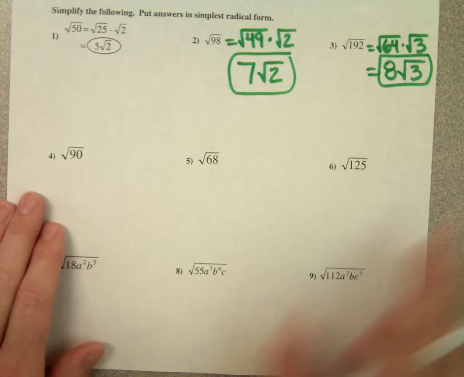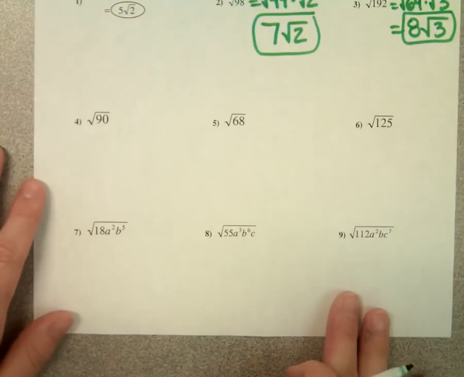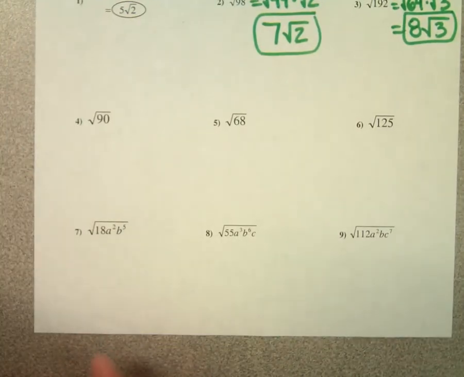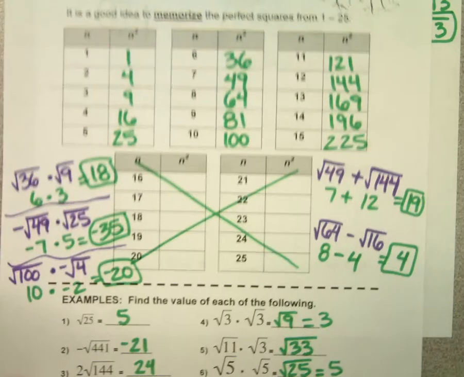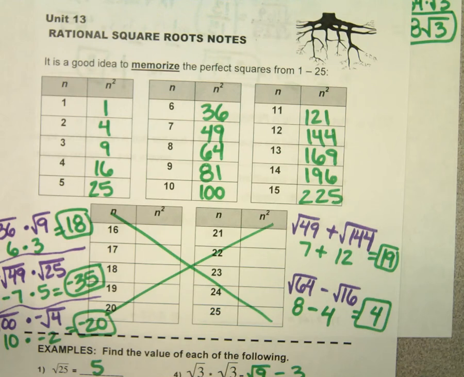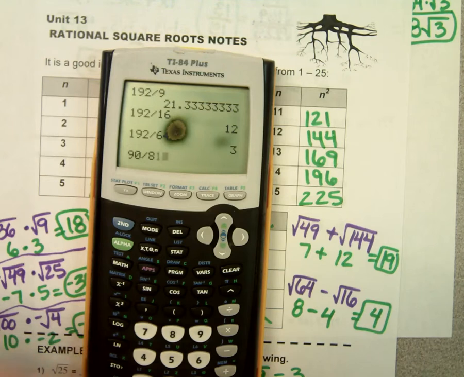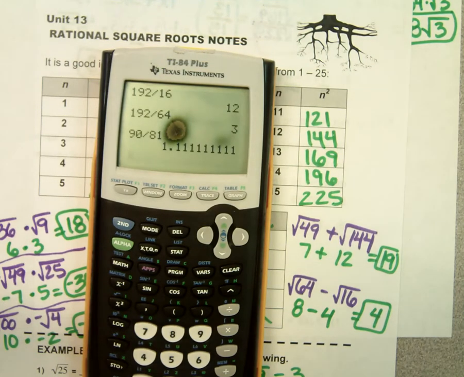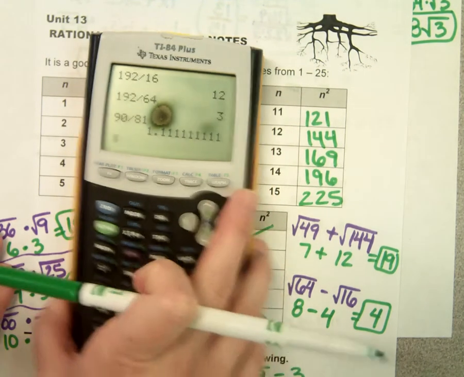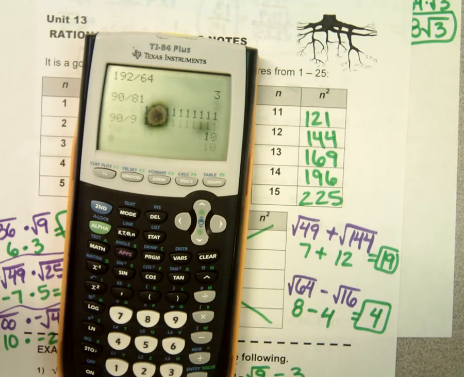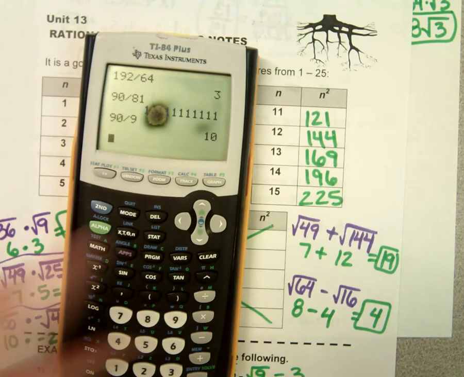Okay, number 4. Does anybody know what the largest perfect square is without using their calculator that would go into 90? 10's not a perfect square. Guys, your perfect squares are these numbers in green. What's the largest one that goes into 90? 81? Let's try. 90 divided by 81. No. 81 does not go into 90. It is 9. 9 goes into 90 10 times.